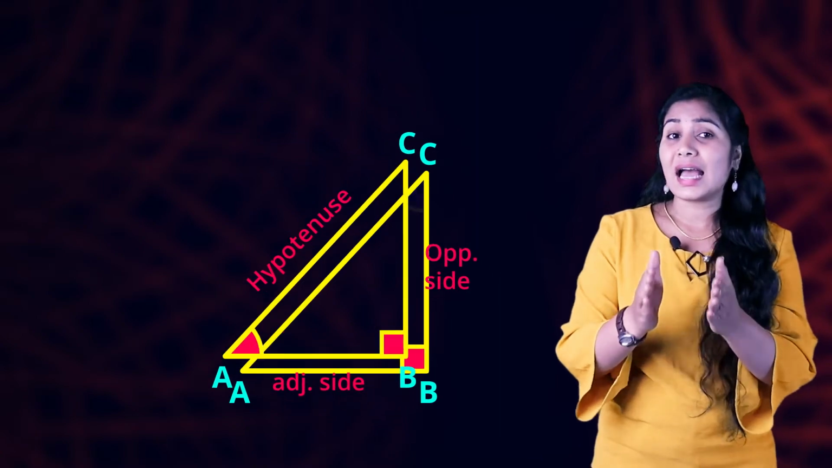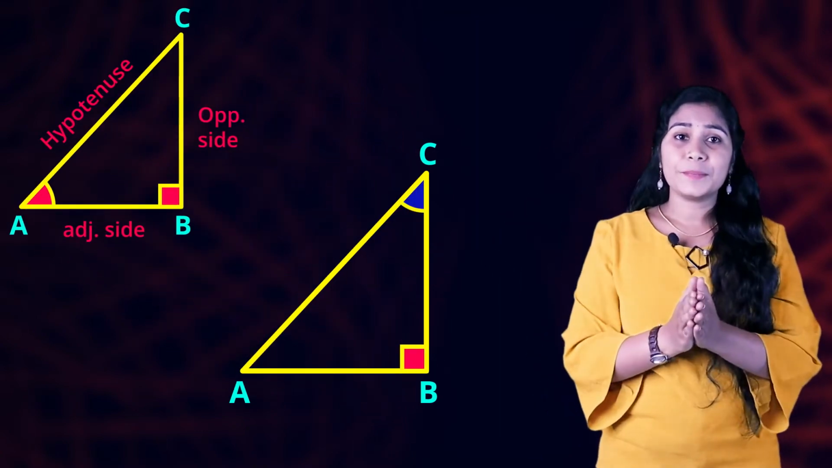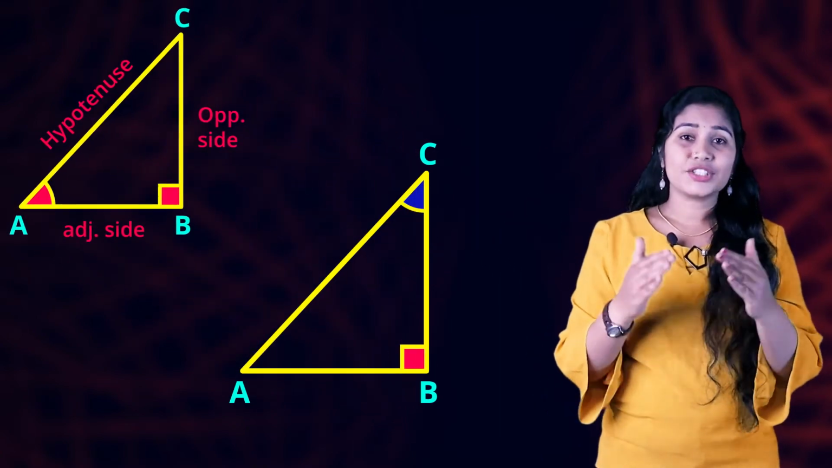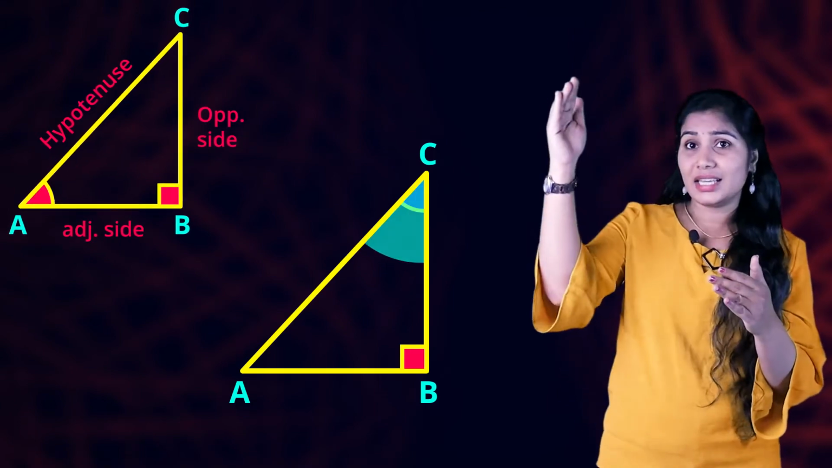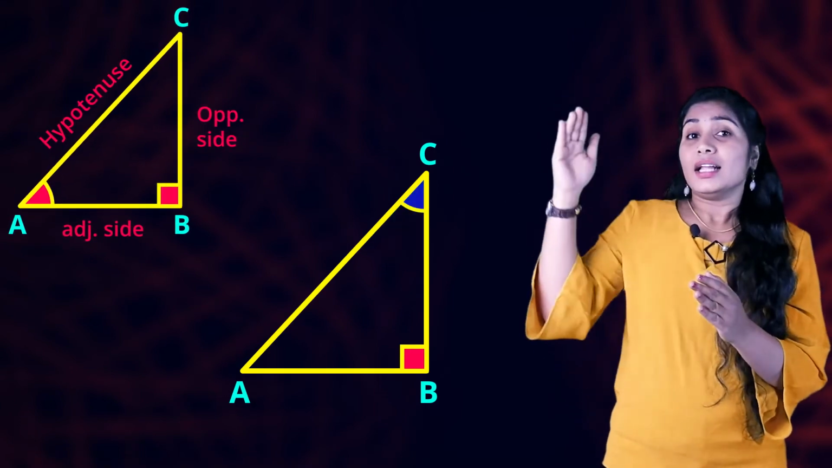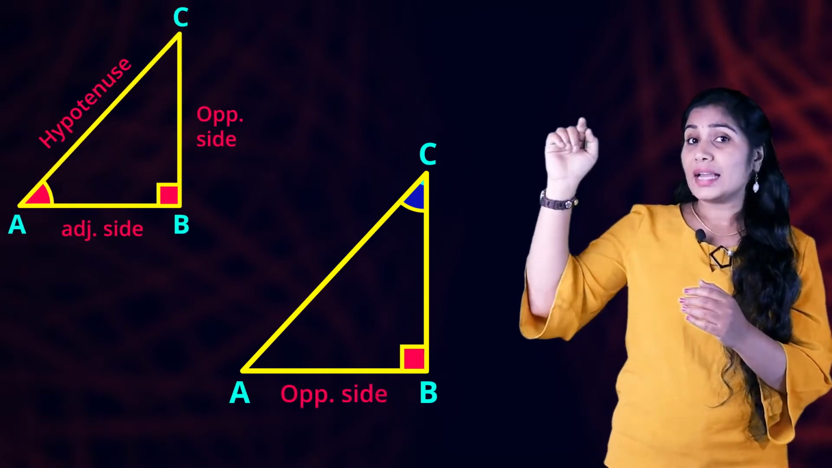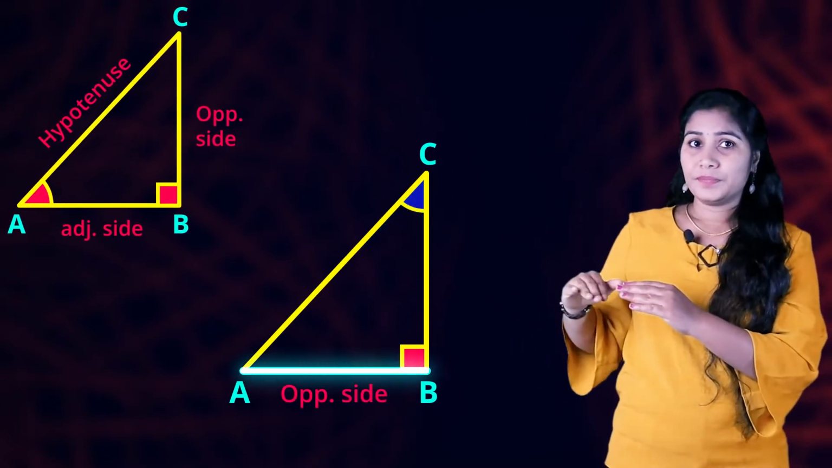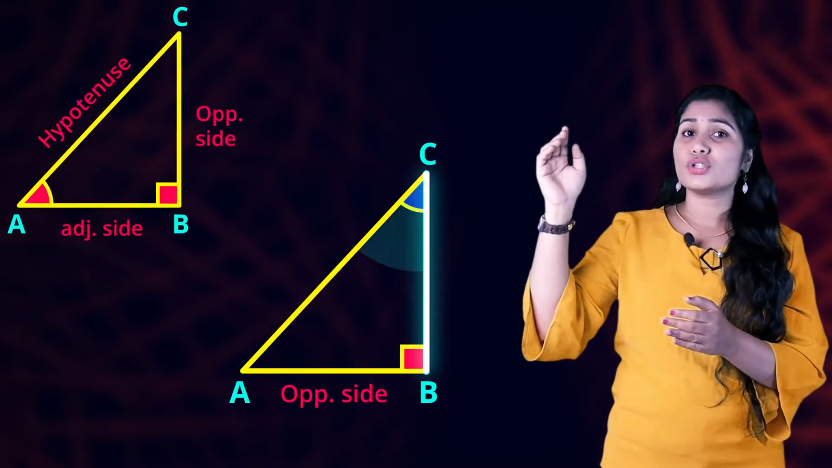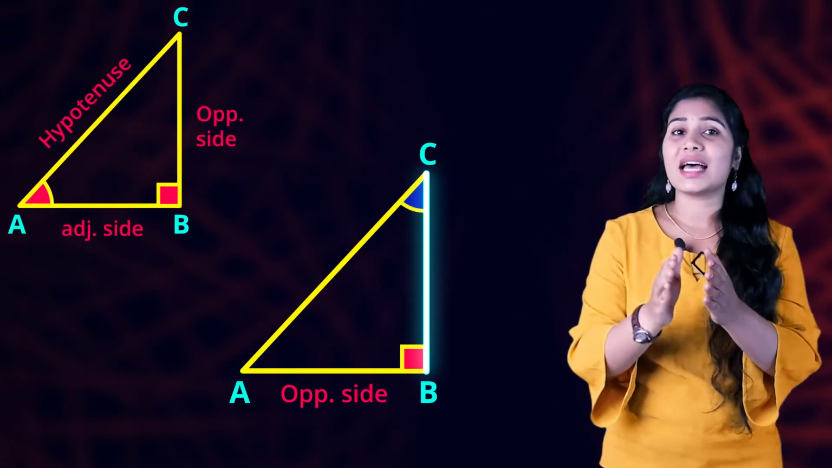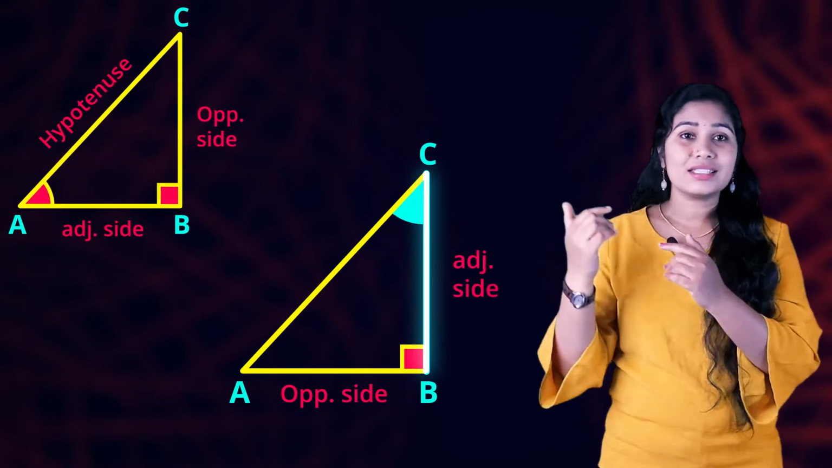What if you consider angle C in the place of angle A? The position of the sides changes when the angle changes. If we consider angle C instead of angle A, then the opposite side of angle C is AB. And the side BC is part of this angle C. So, we call BC as the side adjacent to angle C.